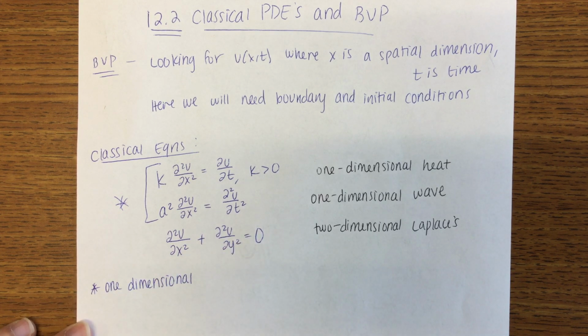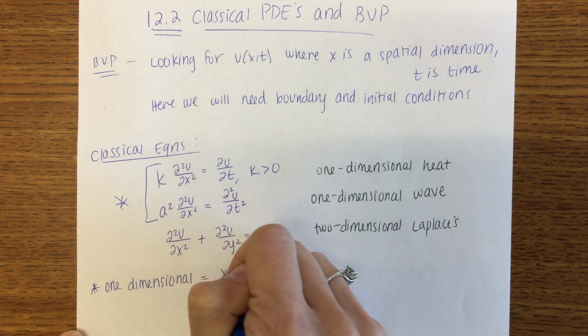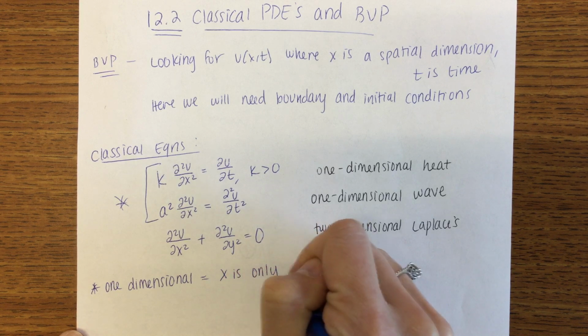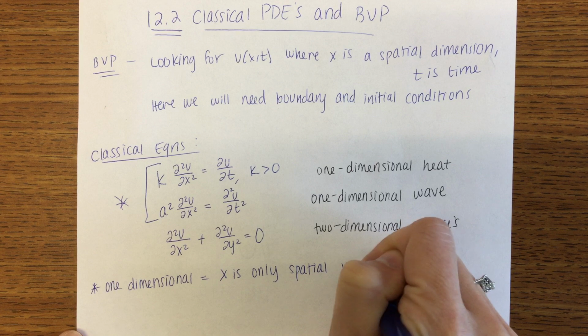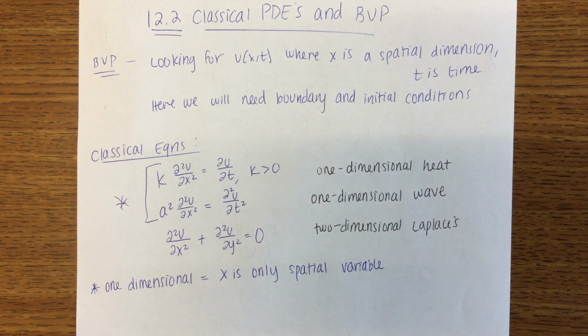Okay, so what I mean by one-dimensional: there's going to be two independent variables, x and t. One-dimensional refers to the fact that only one of the variables is a spatial variable. So only one variable represents space. One-dimensional tells us that x is the only spatial variable. If you looked at Laplace's equation, you would have x, y, and t. Both x and y would be spatial variables.